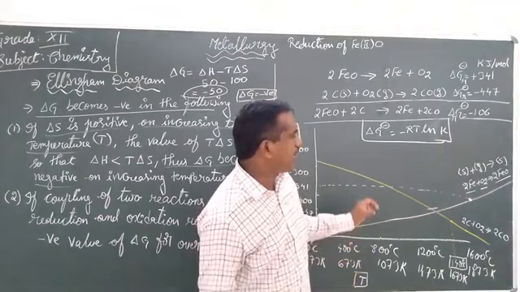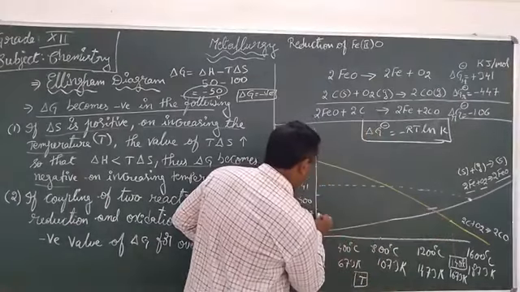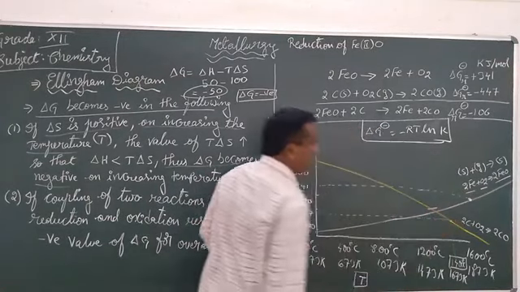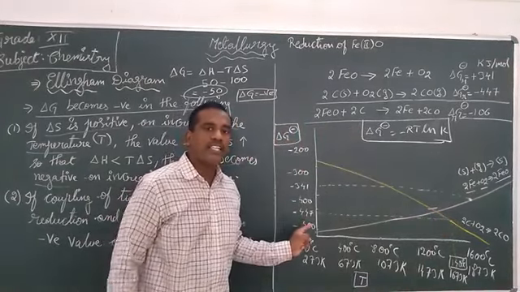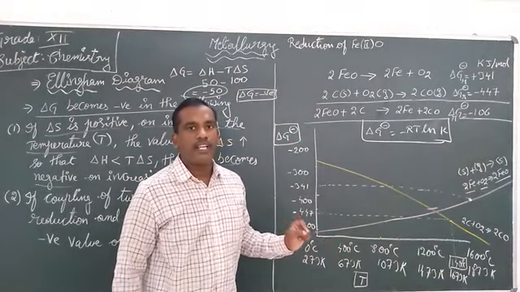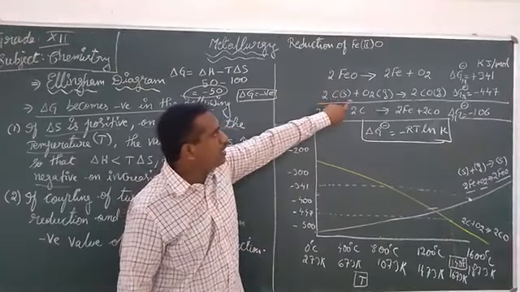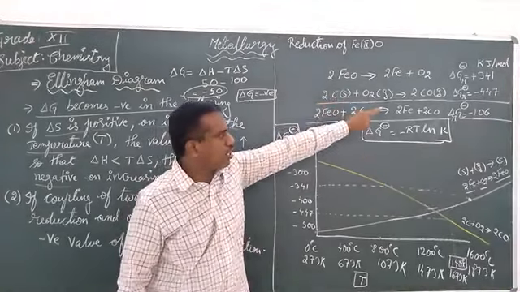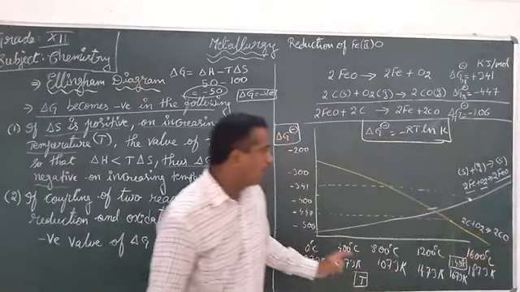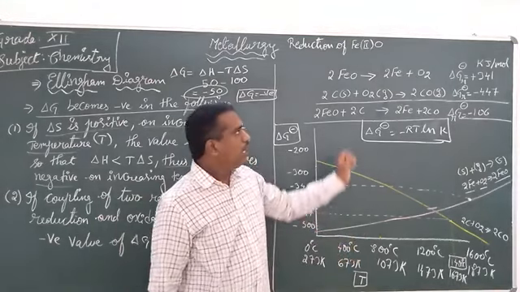For this reaction, they observed that at this point the Gibbs free energy is around -447. See, 2C plus O2 gives rise to 2CO. The Gibbs energy is -447.